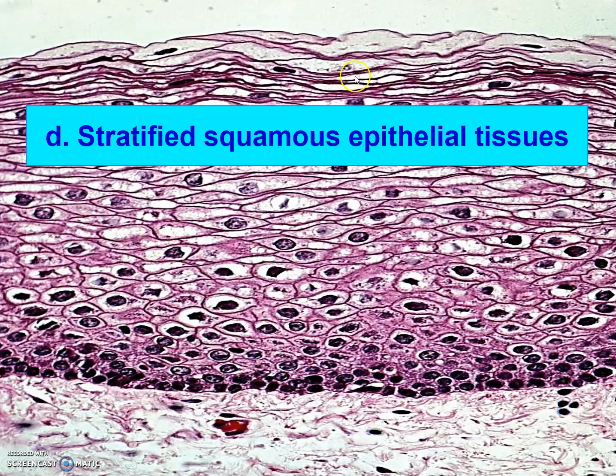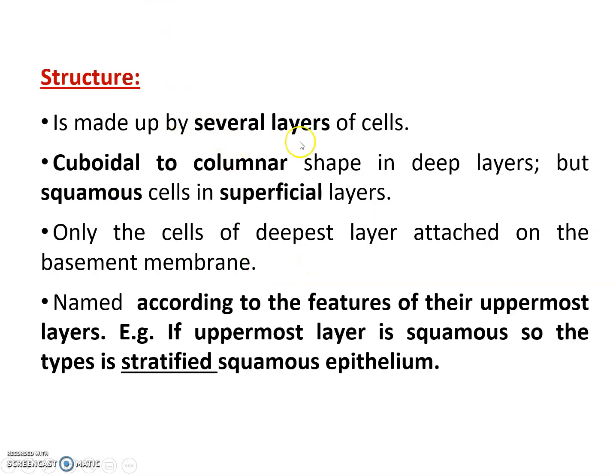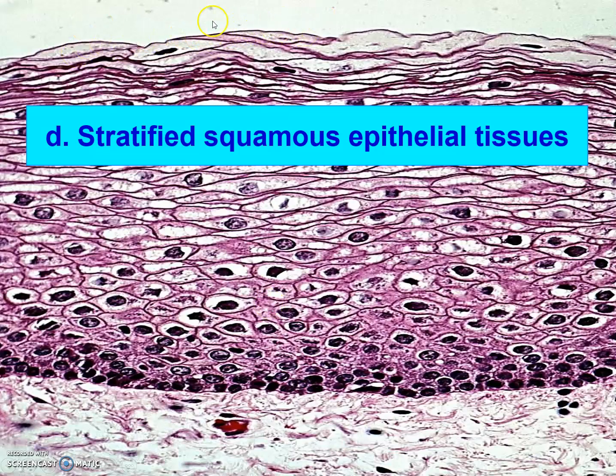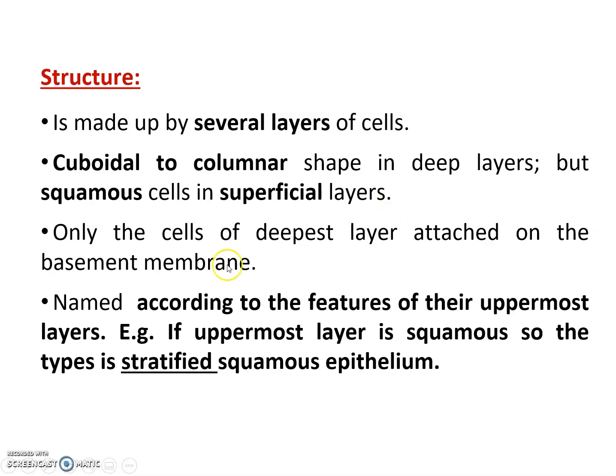Okay, stratified squamous epithelial tissue. As we can see from this diagram, they have many layers. So that's why it is known as stratified. It's made up of several layers of cells. The shape might be cuboidal, or columnar. But why do we call it stratified squamous? Because the superficial layer is squamous shape. The topmost layer here is squamous shape, so you call it a stratified squamous epithelial tissue.